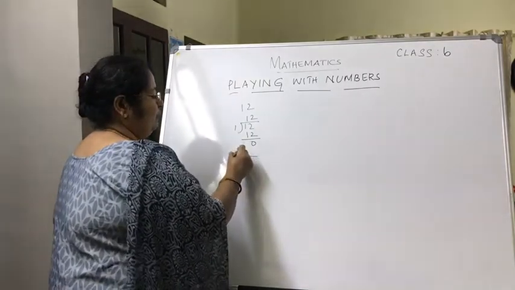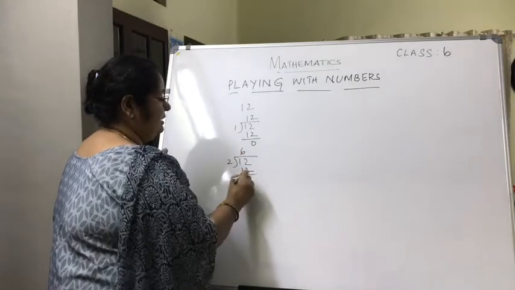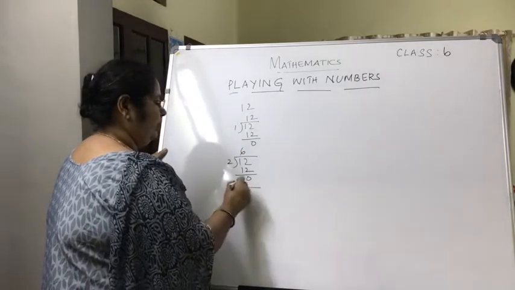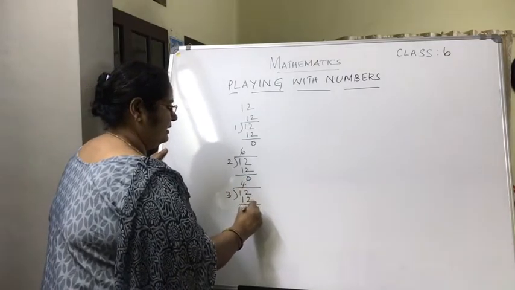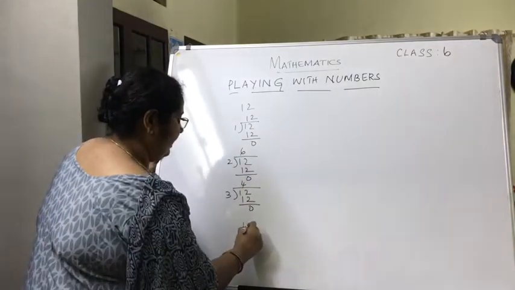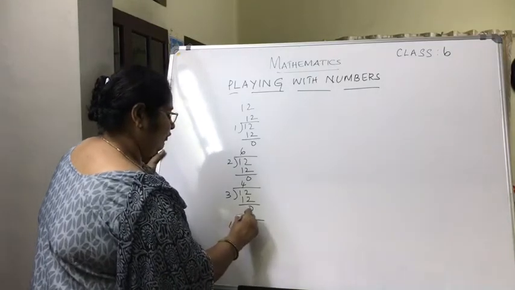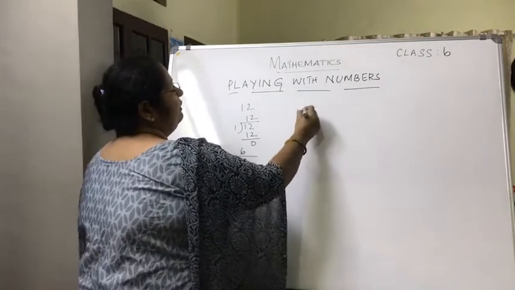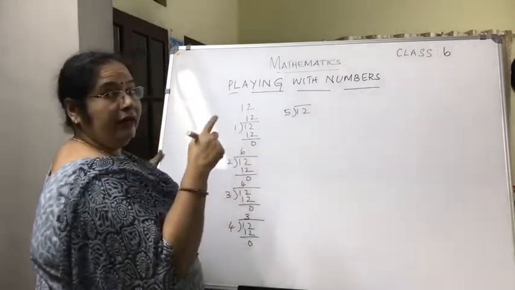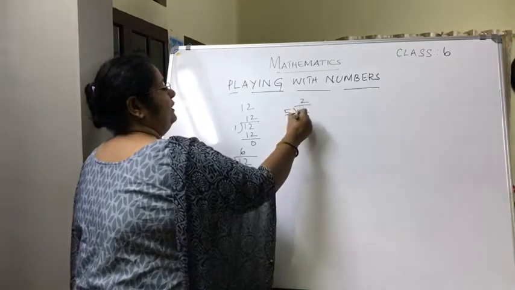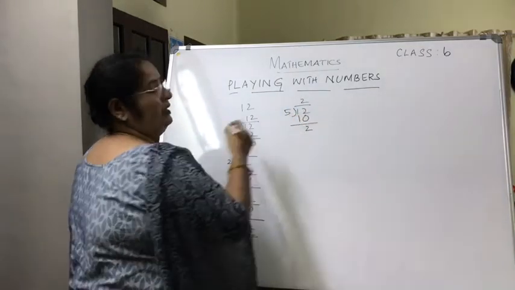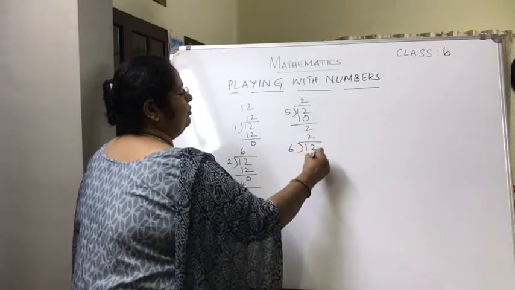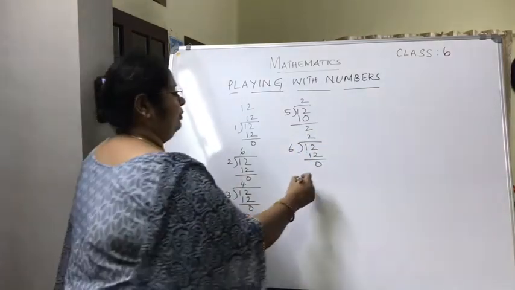12 divided by 2, 2 6s are 12. Quotient is 6, remainder is 0. I am going to divide 12 with 3. 3 4s are 12, the remainder is 0. Now 12 divided by 4, 4 3s are 12, remainder is 0. Now 12 divided by 5. When you divide 12 by 5, 5 2s are 10, a remainder of 2. 12 divided by 6, 6 2s are 12 with a remainder 0.